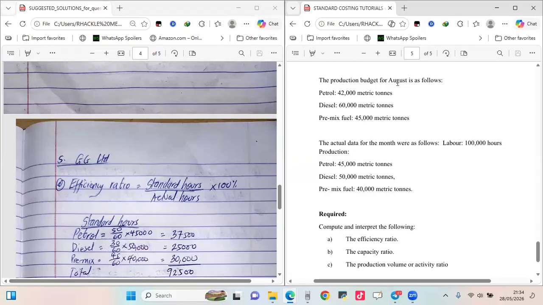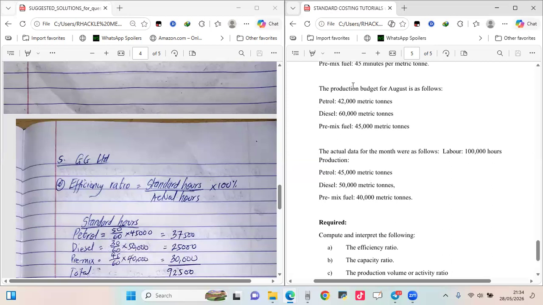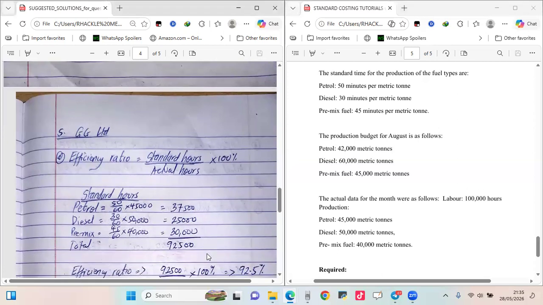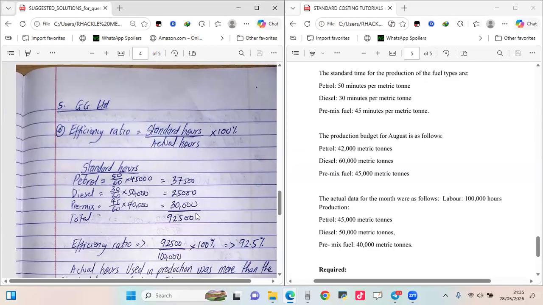So you see, the time is already in minutes, so let's convert it to hours. 50 divided by 60, converting it to hours, times the actual units. We get 37,500. Diesel as well, 30 minutes over 60 minutes, converting it to hours, times 50,000. We get 25,000. Premix 45 over 60 times 40,000. We get 30,000. And we get a total of 92,500 hours.